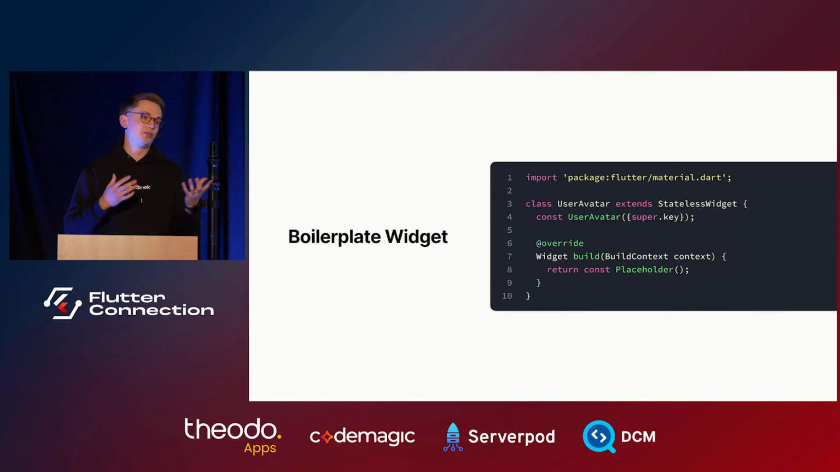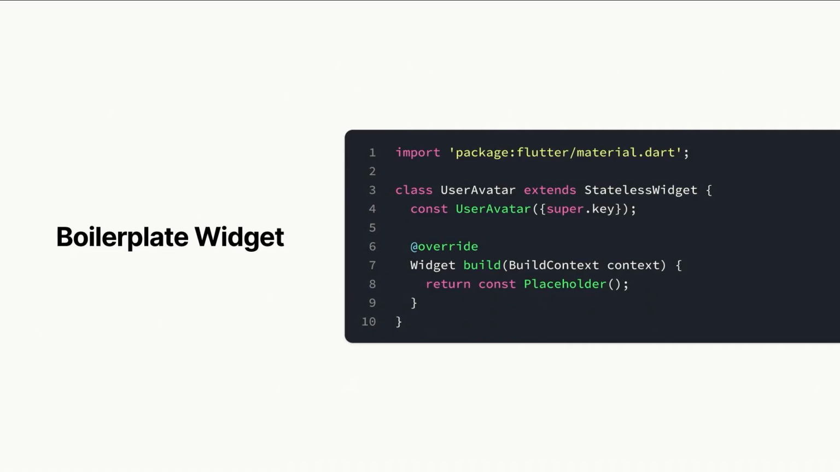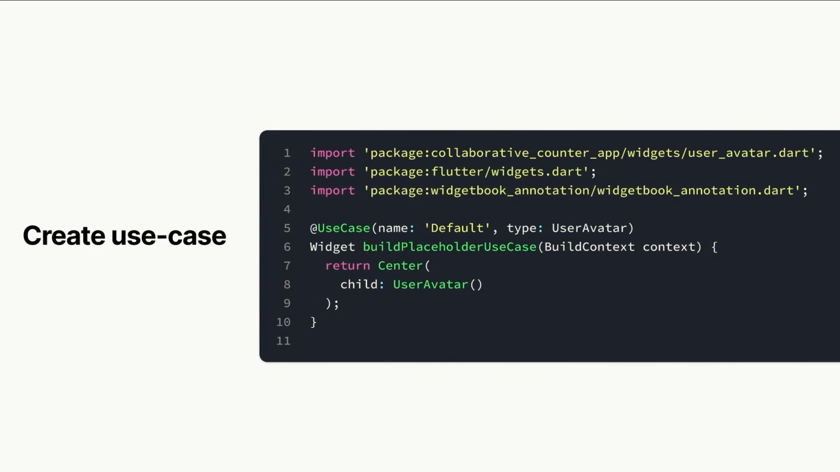Now, the actual challenge was we want to build reusable components. So how do we do it? We're doing it by, first of all, providing the boilerplate widget. What we do here is we just write our user avatar. And for now, we are only returning a placeholder. And afterwards, we are cataloging that widget in Widgetbook so that we are able to preview it in Widgetbook.